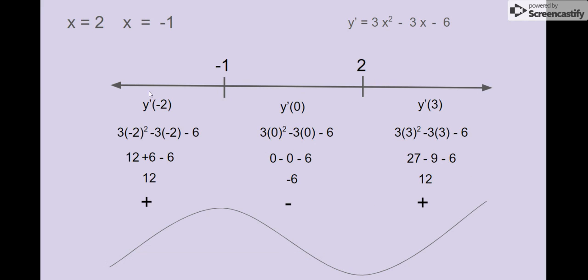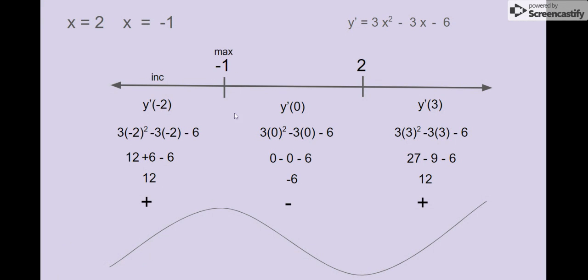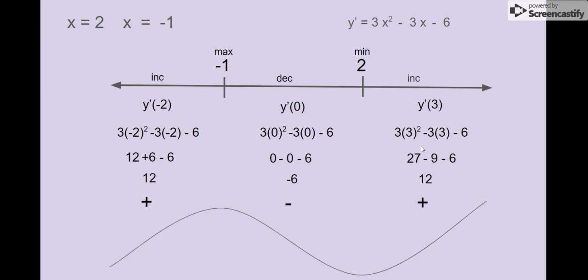So that tells me if I'm just looking at my number line in this section, my graph is increasing, and then I get to a maximum value right here, and then it's going to start decreasing again, and then I get to a minimum value here, and then it increases.